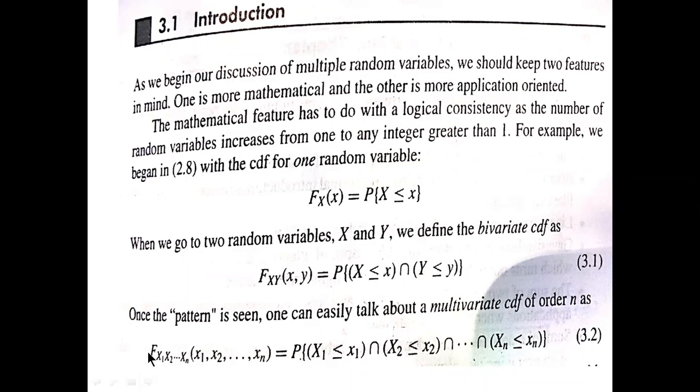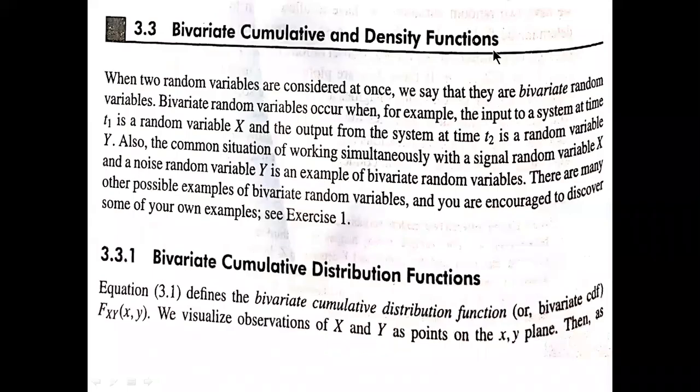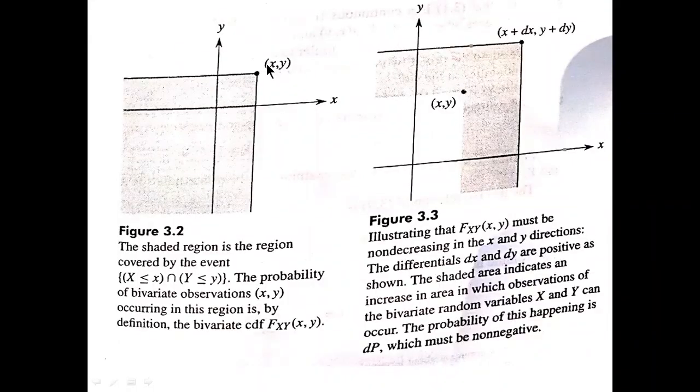So extending it further, going in the same way, now we can say that the CDF, or probability distribution, is the probability of the bivariate observations occurring in the quarter plane left of and below the point xy. Left of and below the point. Left is this side, below is this side. So that is what we are talking about.